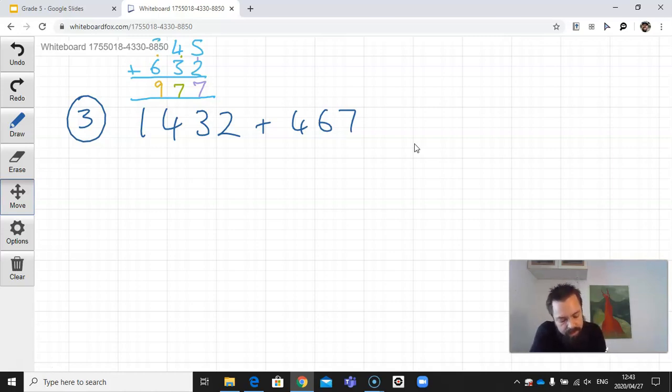I'm also going to talk while I lay it out. So I've got 1, 4, 3, 2. This is where I spoke about lining it up on the right if we've got different number of digits in each. So some children will make the mistake of doing 4, 6, 7. That's not the way we do it. We start by lining it up on the right hand side. So we go 7, 6, 4.